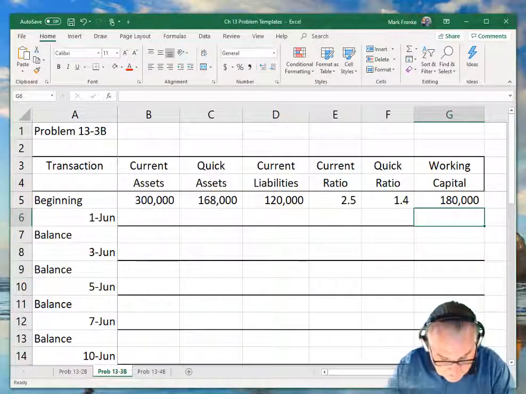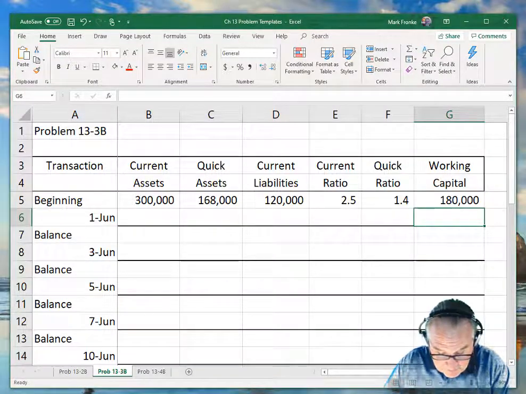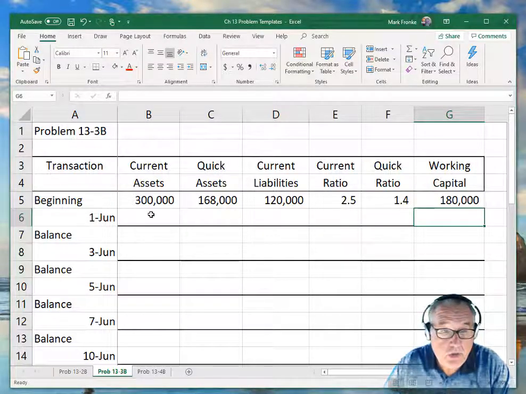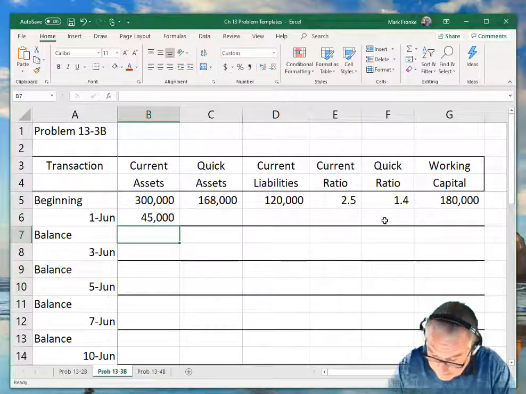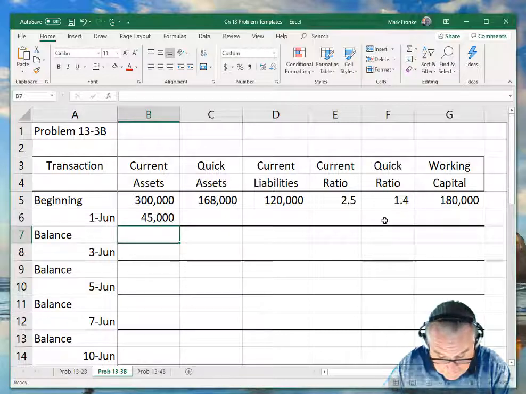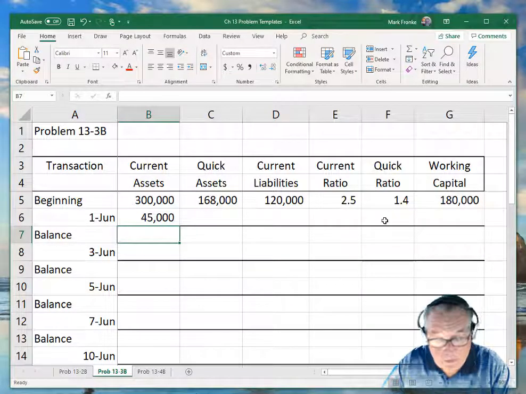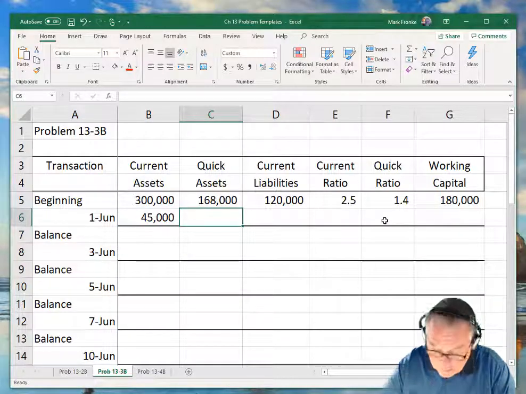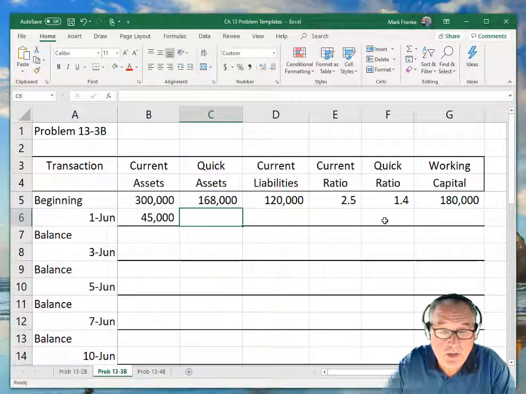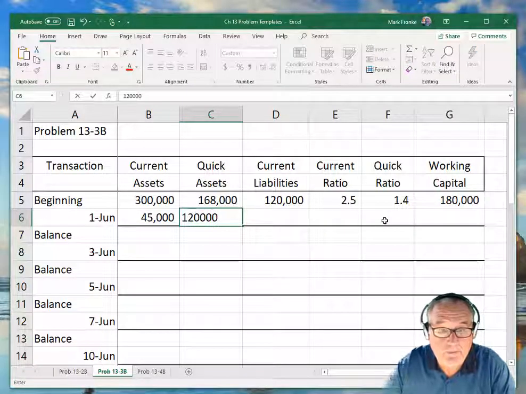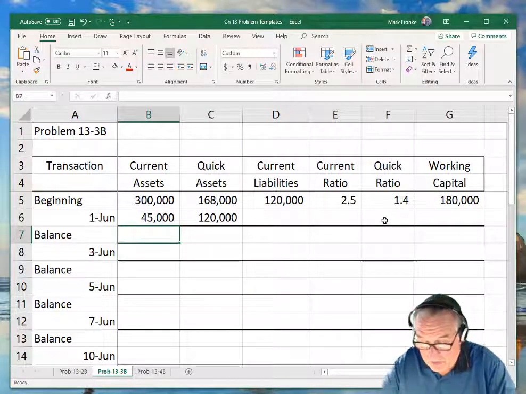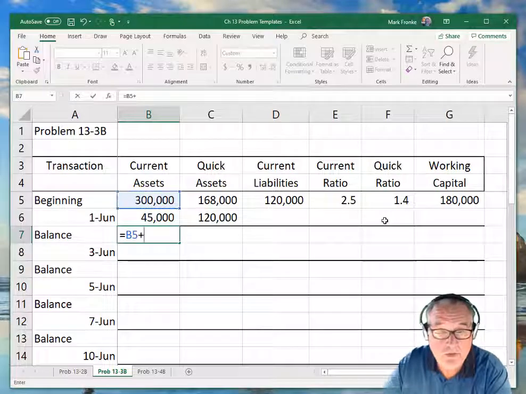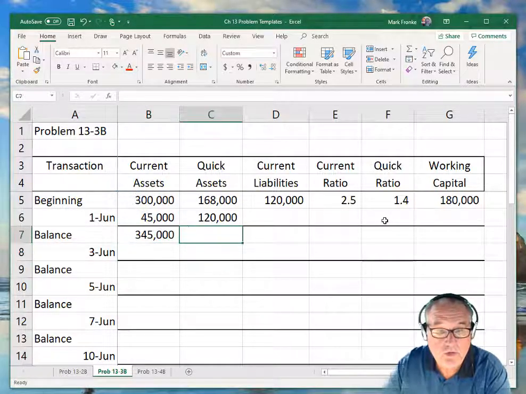So the first transaction says sold merchandise inventory that cost $75,000 for $120,000 in cash. So in this instance, current assets are going to go up 45,000 because cash went up 120,000 and inventory went down 75,000. But inventory is not a quick asset, so we wouldn't include that. So that means that quick assets are going to go up 120,000. There's no change to current liabilities from this transaction.